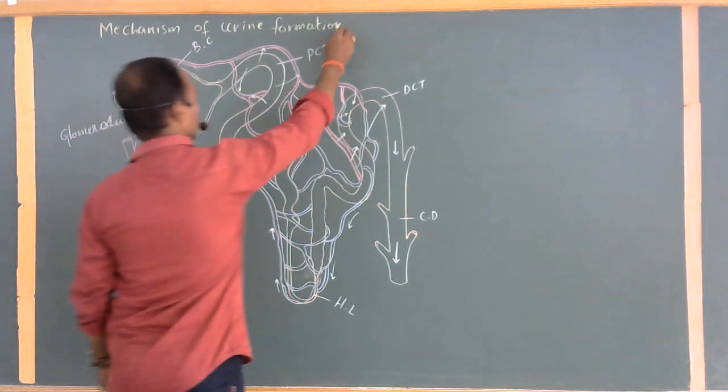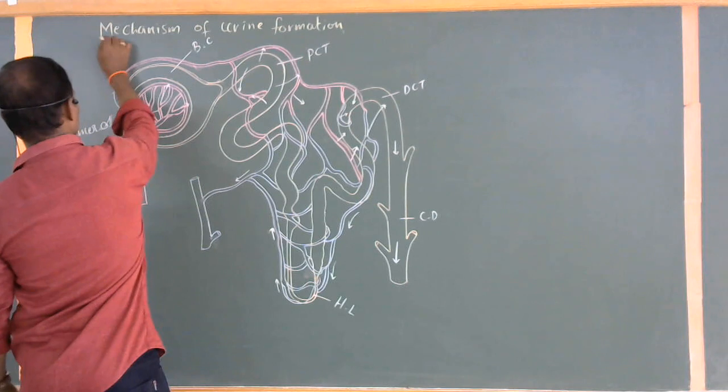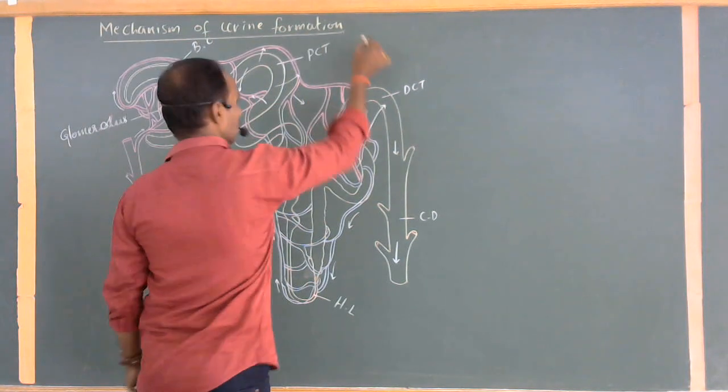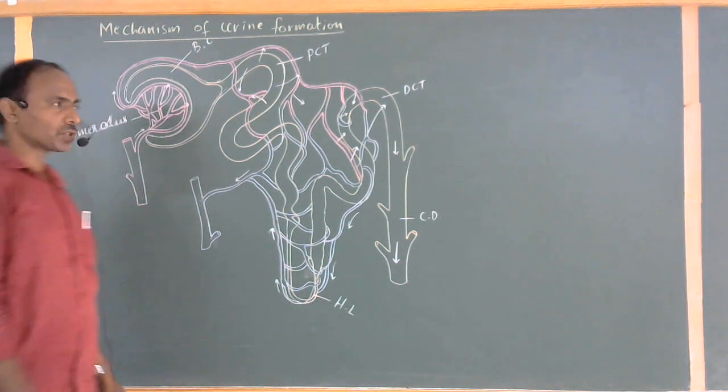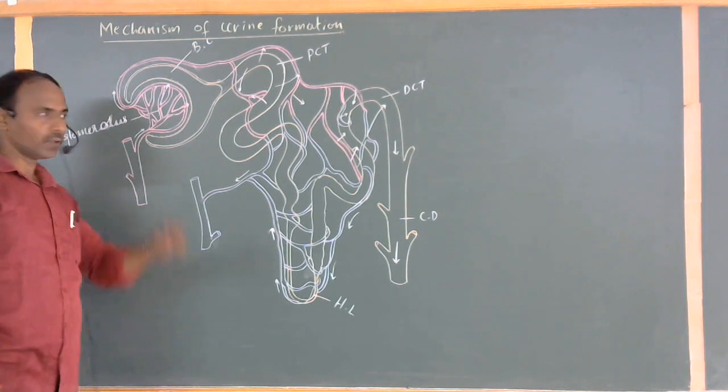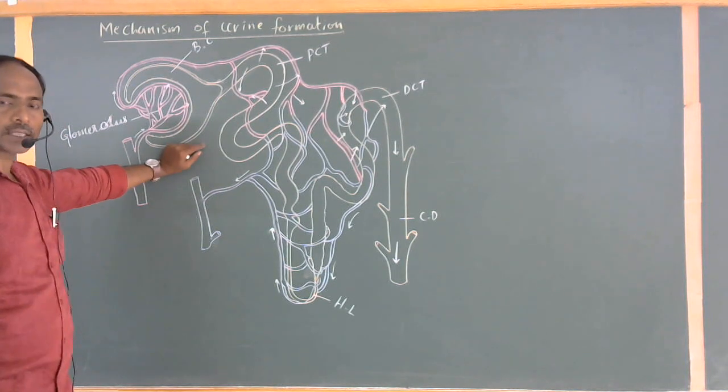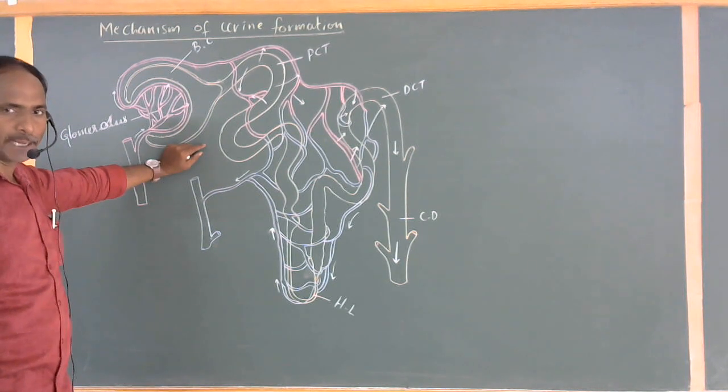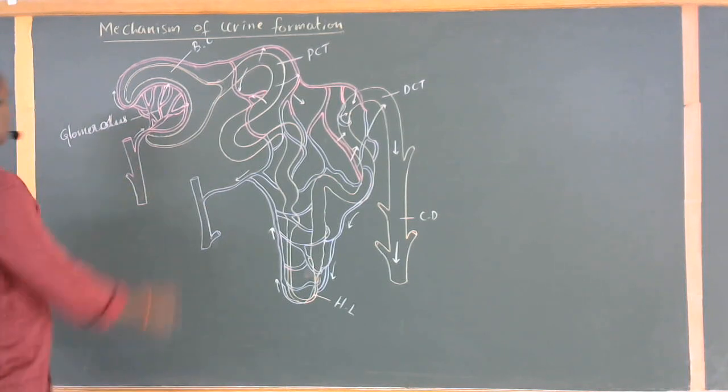Urine formation, or mechanism of urine formation: how the urine is formed within the parts of the nephrons. You know very well this is also called the structural and functional unit of the kidney. This is the structure of the nephron. Clear?